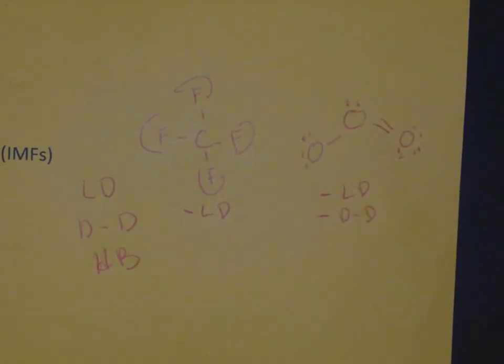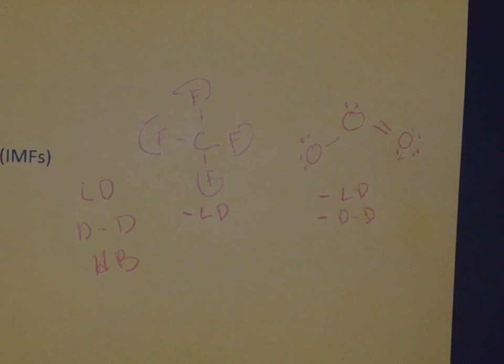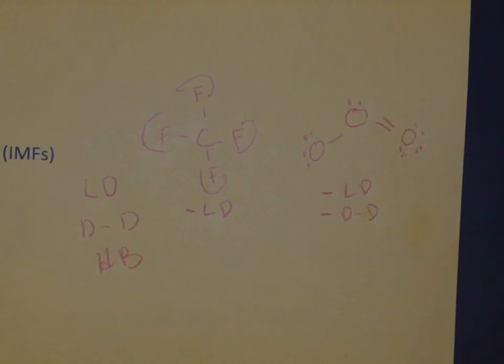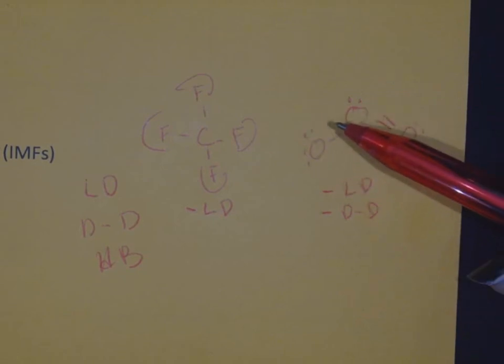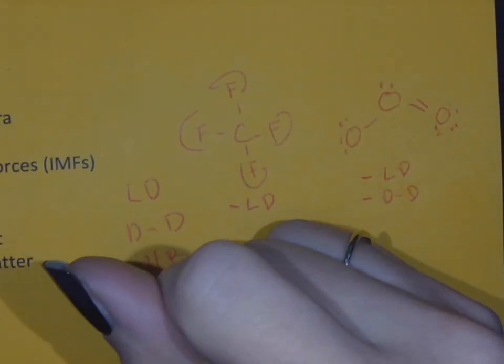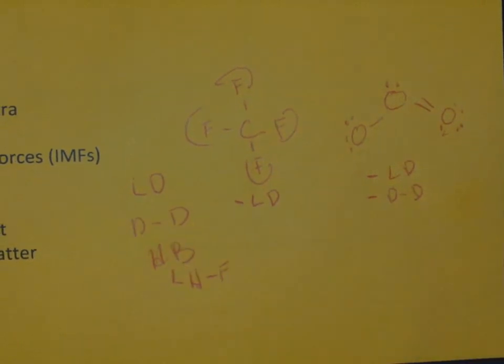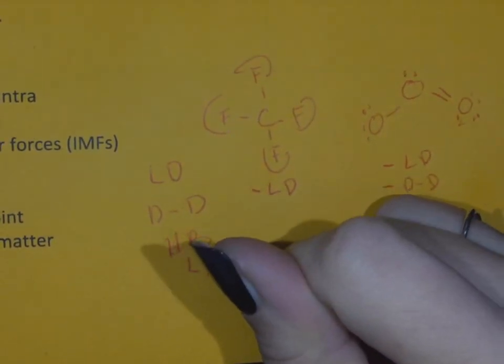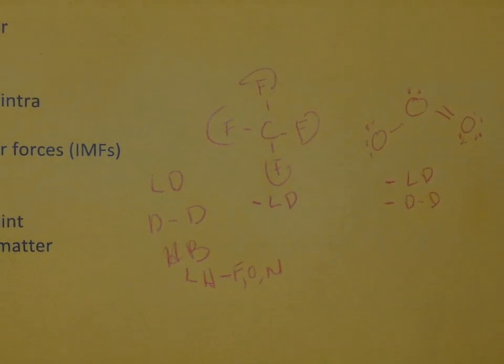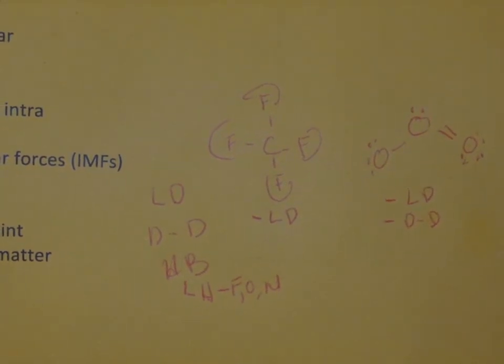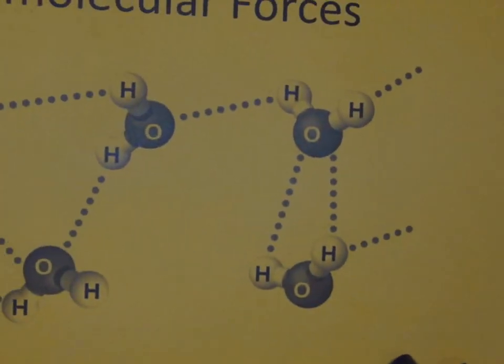There's a third type of intermolecular force, and that's hydrogen bonds. Hydrogen bonds occur when a molecule is polar, but then there also needs to be, within the polar molecule, a hydrogen that's bonded to either fluorine, oxygen, or nitrogen. So the really common one that we talk about with hydrogen bonding is water.